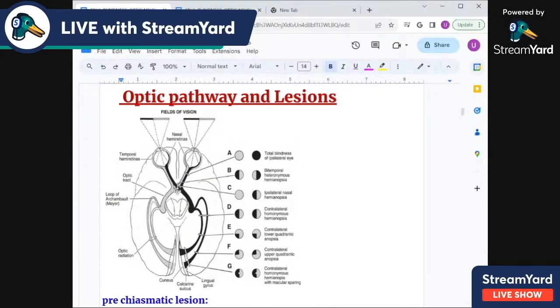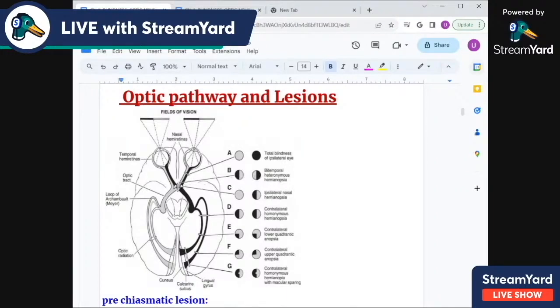The fibers decussate in the optic chiasma and cross over. The fibers of the temporal side, the nasal visual field, remain ipsilateral, but nasal fibers cross over and come over to the optic tract. So what happens if there is a lesion in the optic chiasma? Both nasal fibers are decussating. They represent the temporal visual field, so that causes bitemporal hemianopia, which causes blindness in the right side of the right eye and the left side of the left eye. That's also known as heteronymous hemianopia, right?